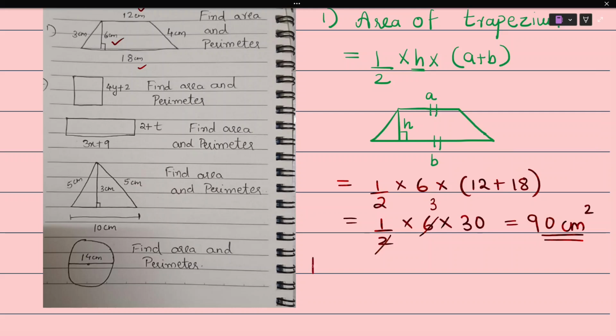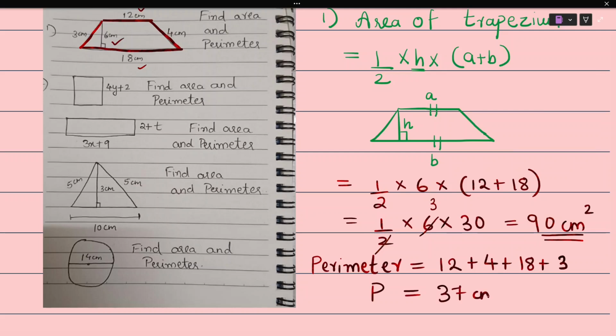Next is perimeter. So what is perimeter? Perimeter is the total boundary length. So we are just going to add the boundary lengths, that is, here it is 12, here it is 4, here it is 18 and here it is 3 centimeter. So the perimeter of this trapezium will be equal to 12 plus 4 plus 18 plus 3, which gives me 37 centimeter.